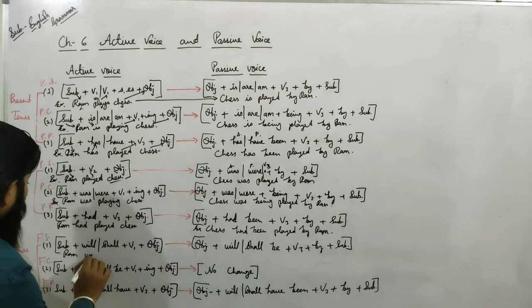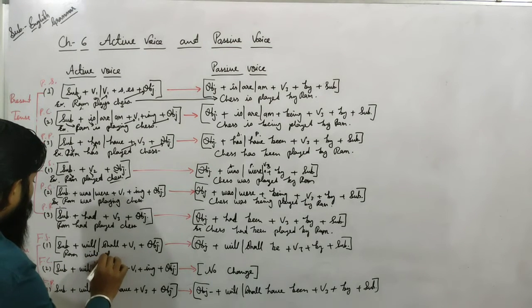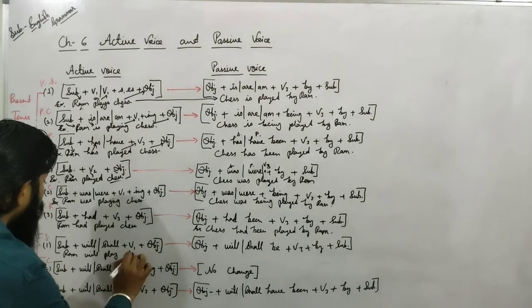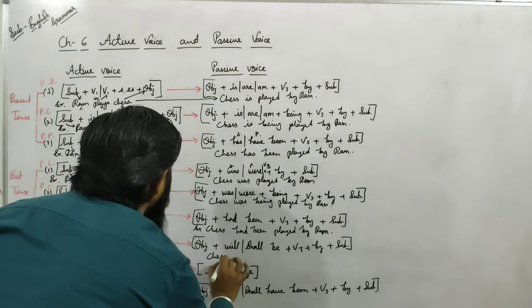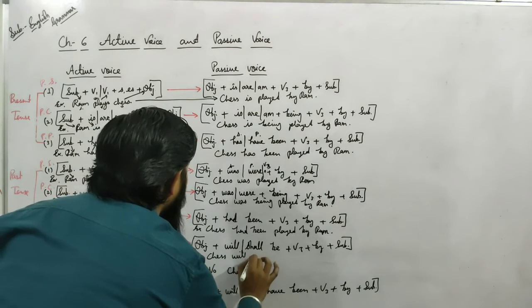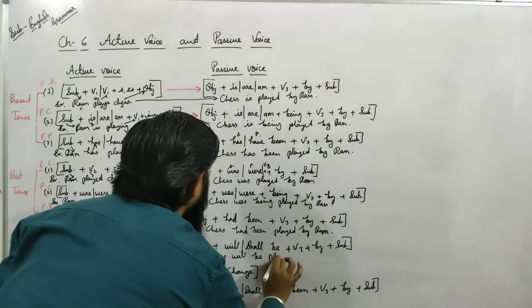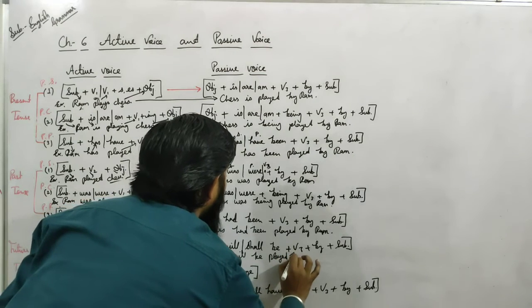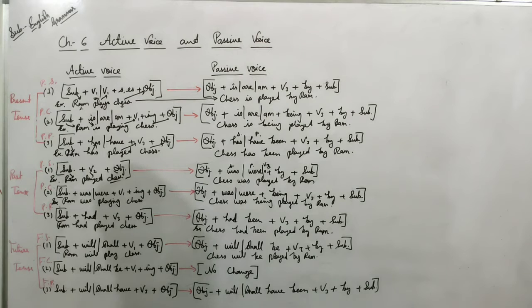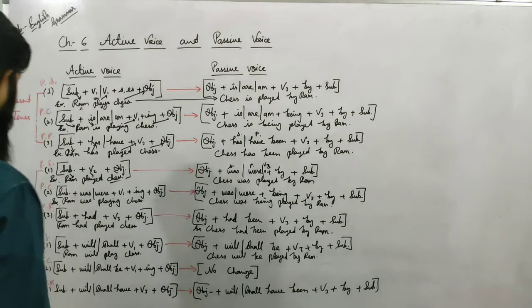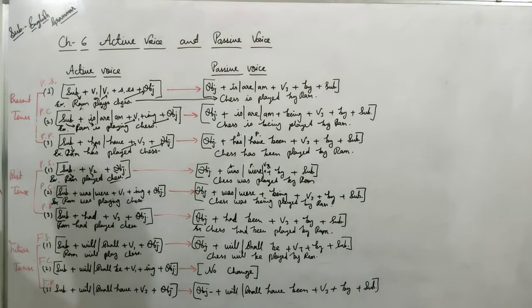Ram will play chess. Then chess will be played by Ram. After that, we know that future continuous never changes, so we don't have to write any type of sentence. Now we'll talk about future perfect.